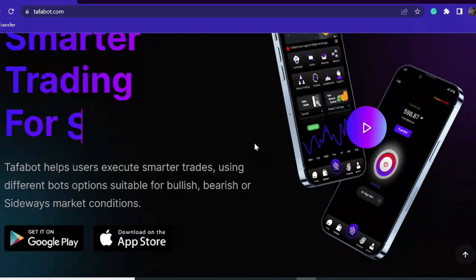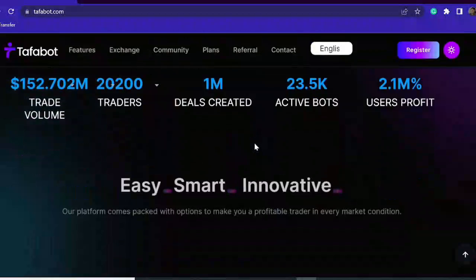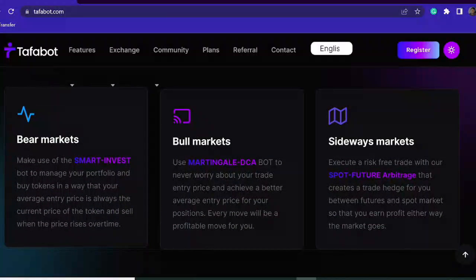Okay, so how does this work? Let's take a look. So this is where we have it. We have the bear market, we have the bull market, we have the sideways market. Okay, so for the bear market, what do you use when you have a bear market? What they're suggesting for you to use on the app is the Smart Invest bot. Now, let's read what is here. Make use of the Smart Invest bot, manage your portfolio, and buy tokens in a way that your average entry price is always the current price of the token and sell when the price rises over time. Okay, so this is what happens when you have a bear market.